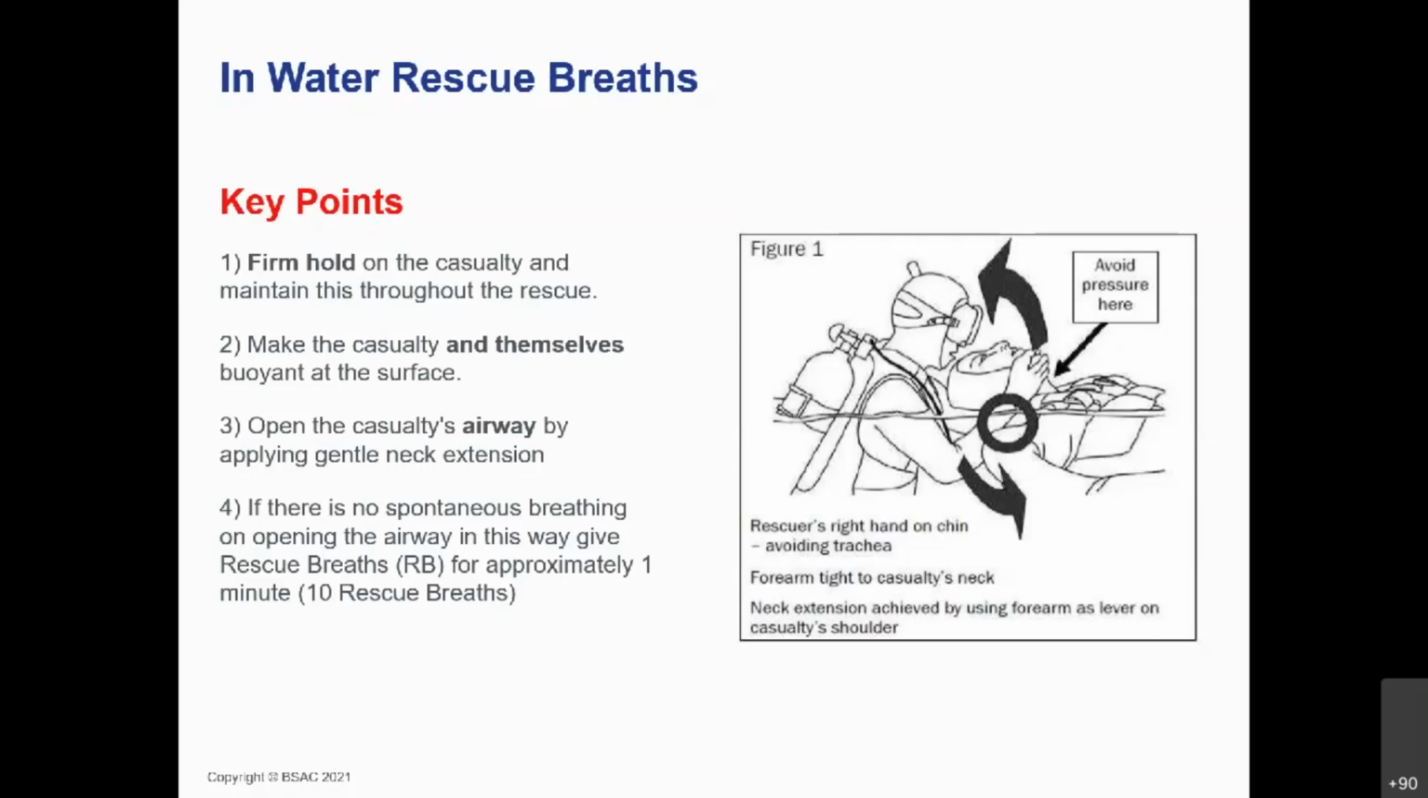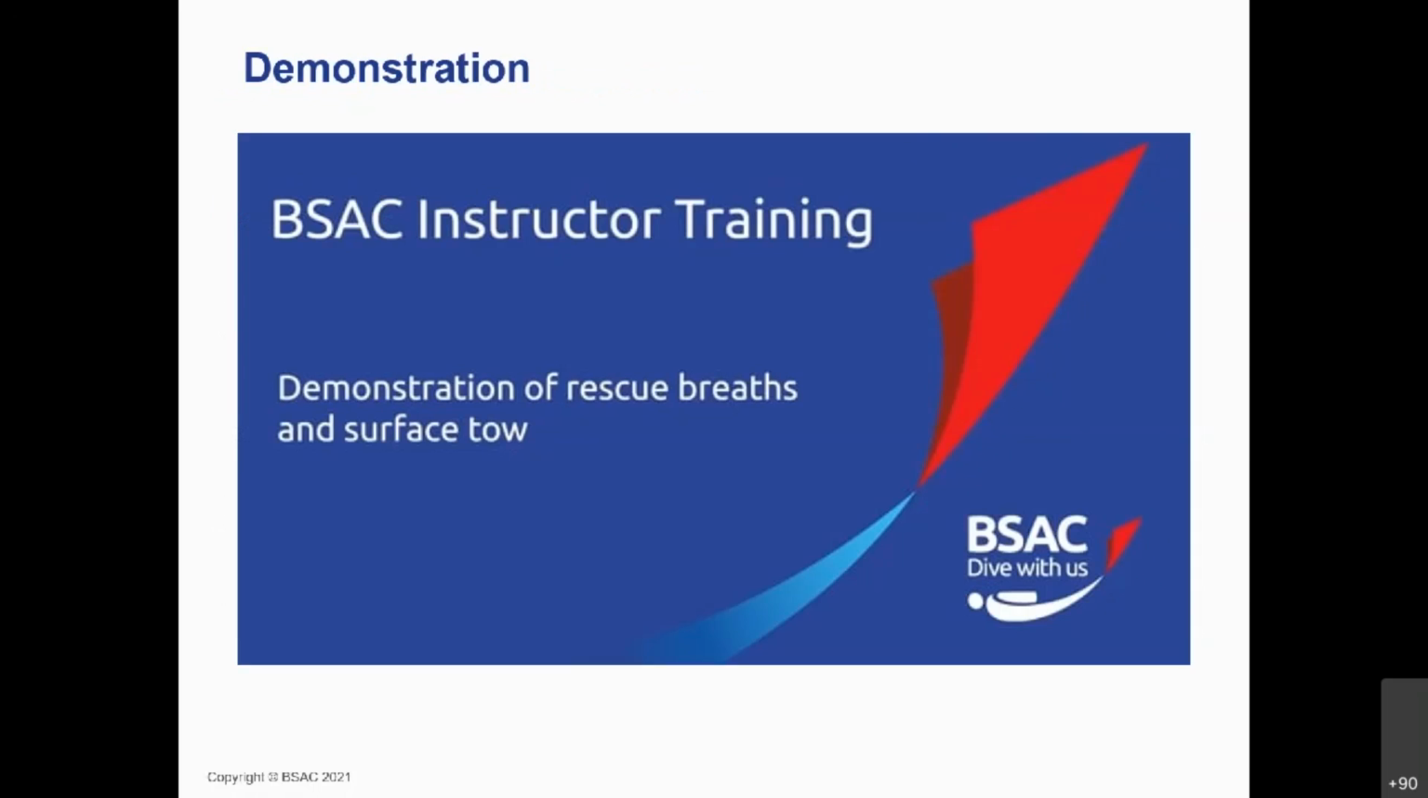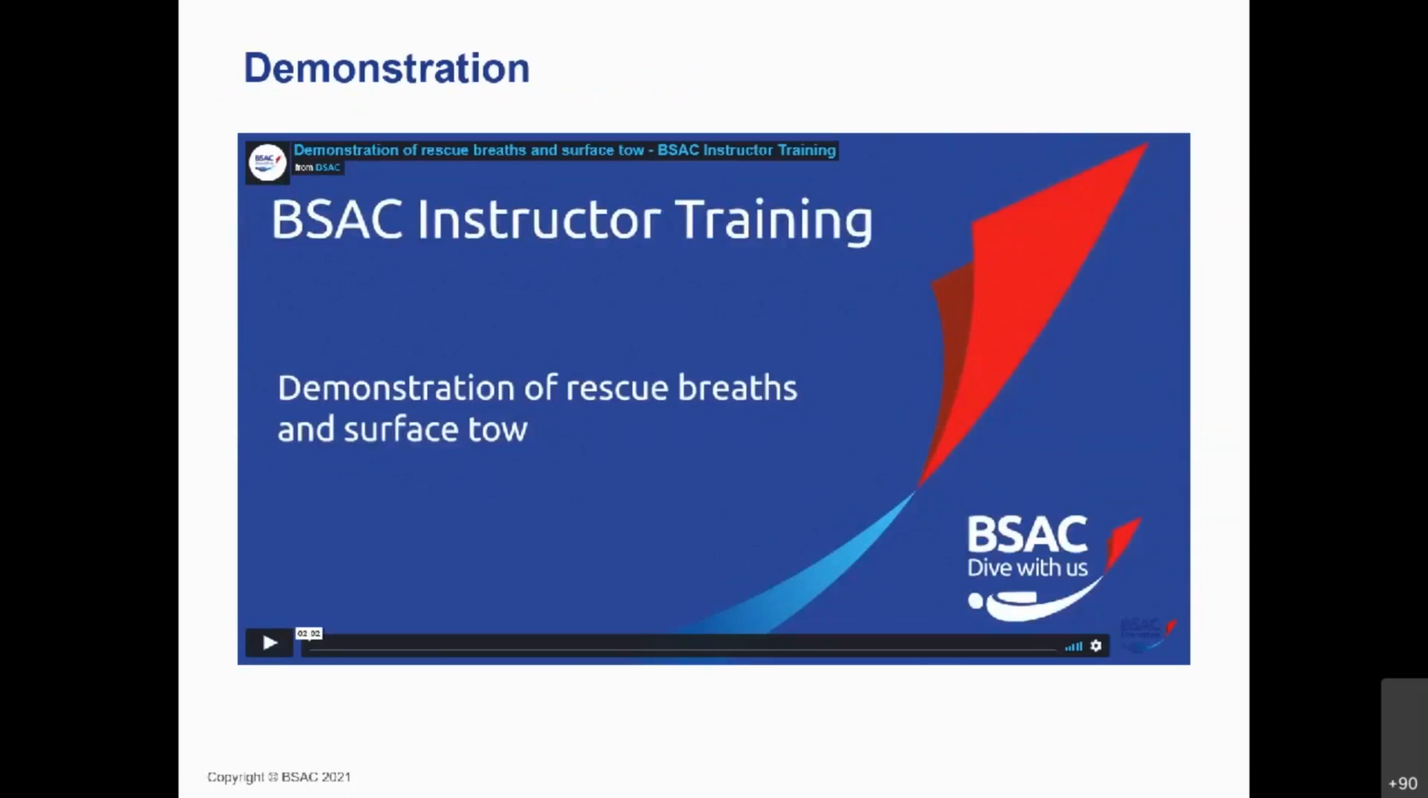So I'm running through this theory and repeating it a little bit, and I'm doing it quite gently. It needs to be taught and it needs to be practiced thoroughly hands-on in the water. So I'm just going to play a video of this, if it's going to work. And this is actually designed to help the people preparing for their instructor exam. And this is a demonstration of rescue breaths in the surface tow. What we've got here is the exaggerated actions for teaching purposes.